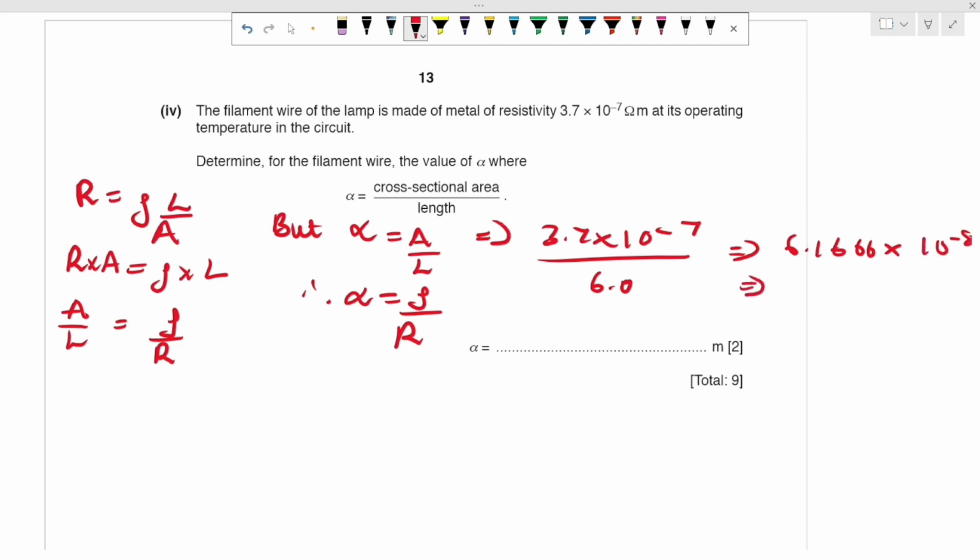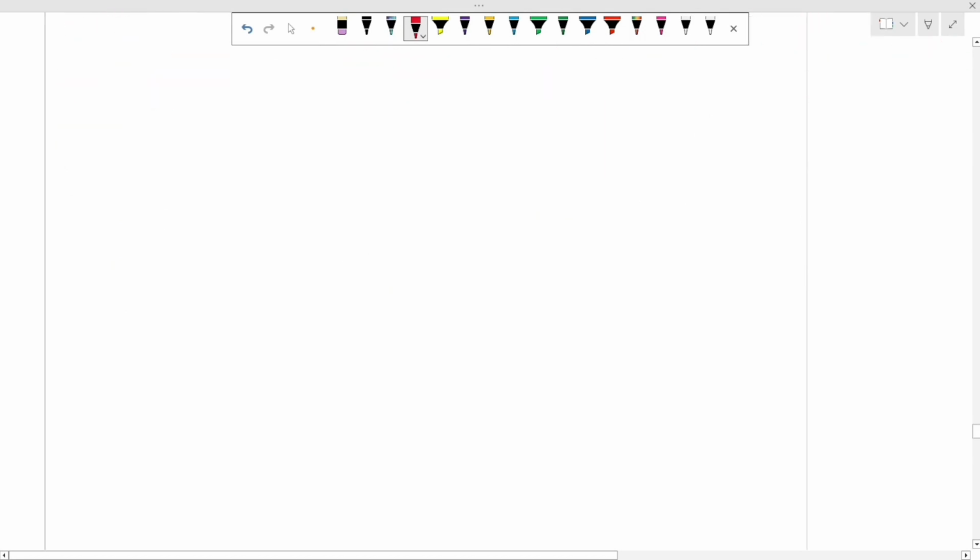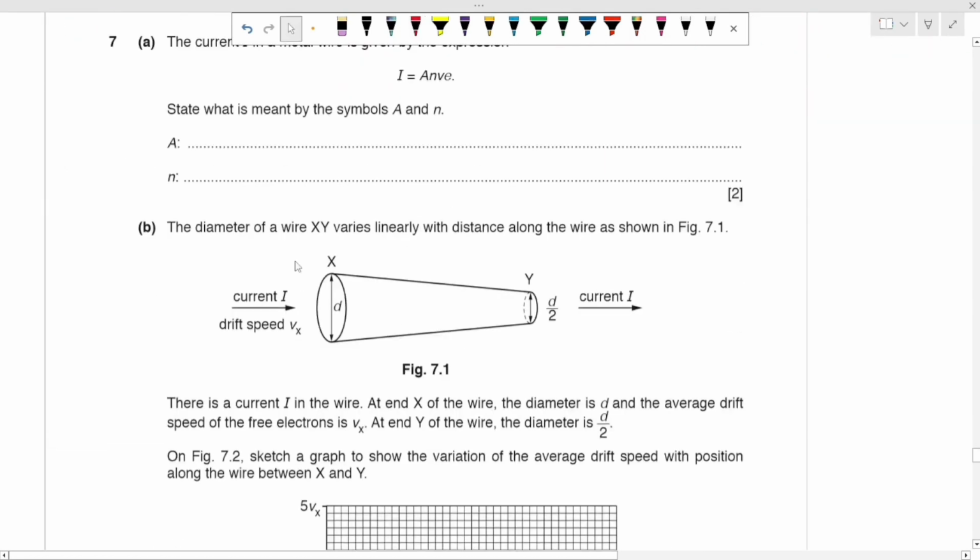And then this is going to give you 6.2 times 10 to the power of negative 8 meters. Okay. 6.2 times 10 to the power of negative 8. Right. Moving on. The current in a metal wire.